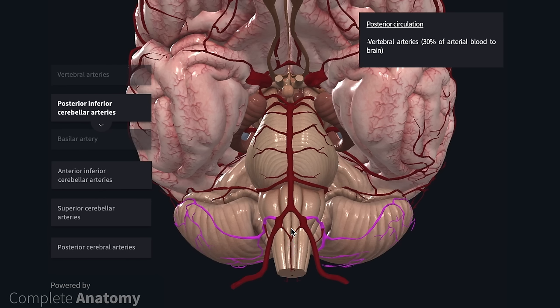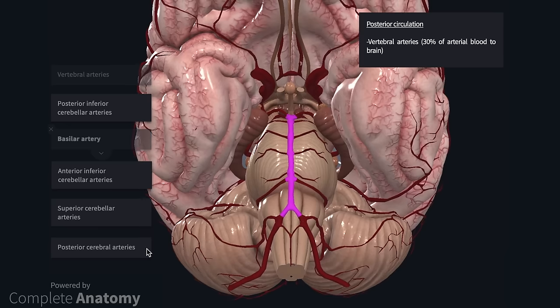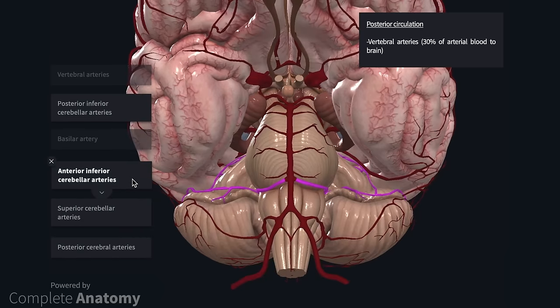The posterior inferior cerebellar arteries supply the inferior surfaces of the posterior lobe of the cerebellum. The paired posterior spinal arteries, which we can see here and here, usually arise from the posterior inferior cerebellar arteries. At the medulla, the vertebral arteries unite to form the basilar artery, which extends towards the midbrain on the ventral surface of the brainstem. Key branches of the basilar artery include the large anterior inferior cerebellar arteries and the small pontine arteries, which we can see on the surface of the pons.